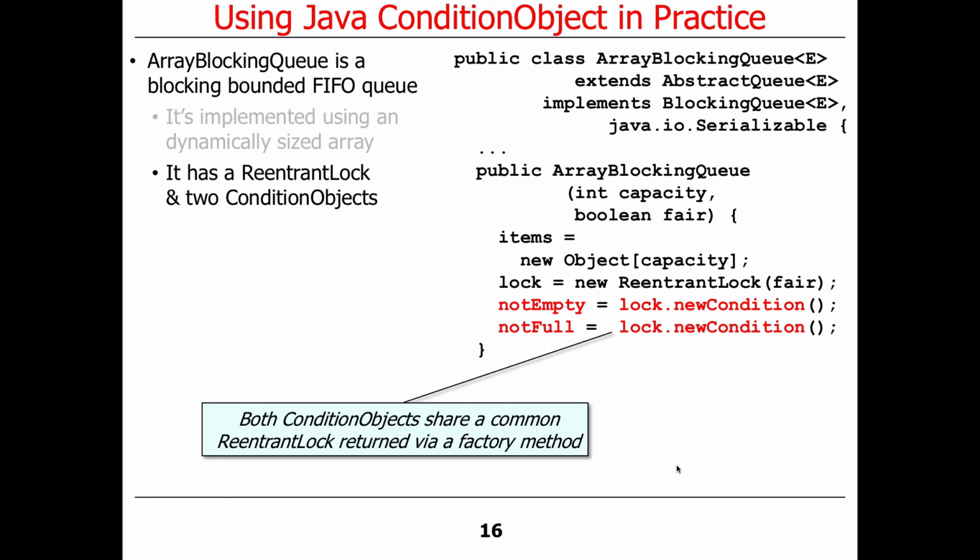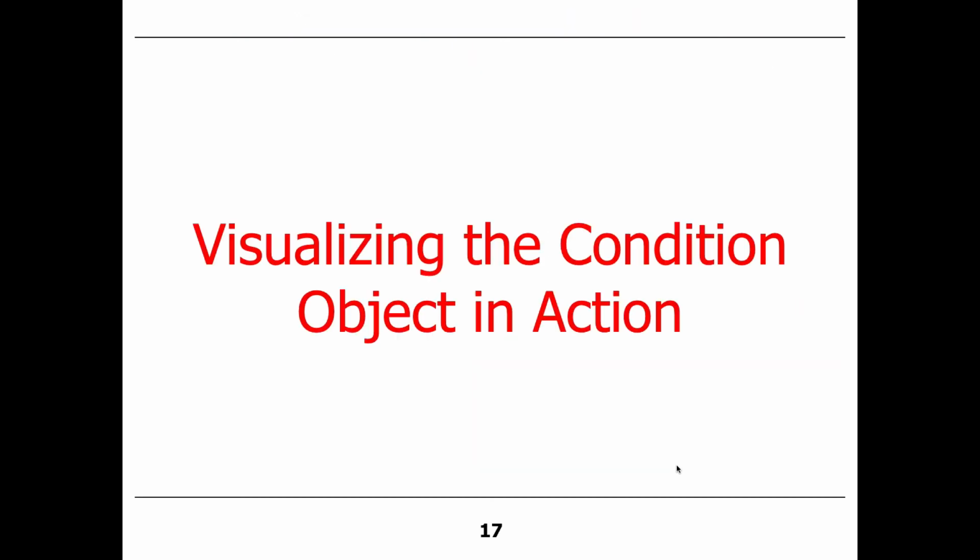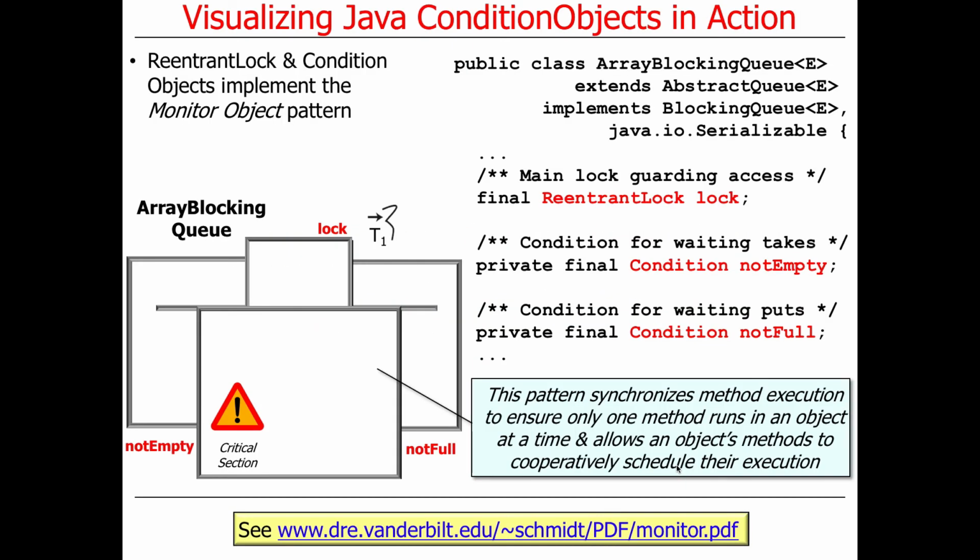And so you can see that both those condition objects, not empty and not full, are going to share a single lock. So we have two condition objects, but they both are associated with the same lock. And that's very, very common. The reason we do that, of course, is because the state that's involved here is going to be shared by both people who are putting things into the queue and taking things out of the queue. So we want to make sure that they're protected by the same lock. If we had two separate locks while trying to share state, we'd have all kinds of race condition problems again. Let's visualize how this stuff actually works.